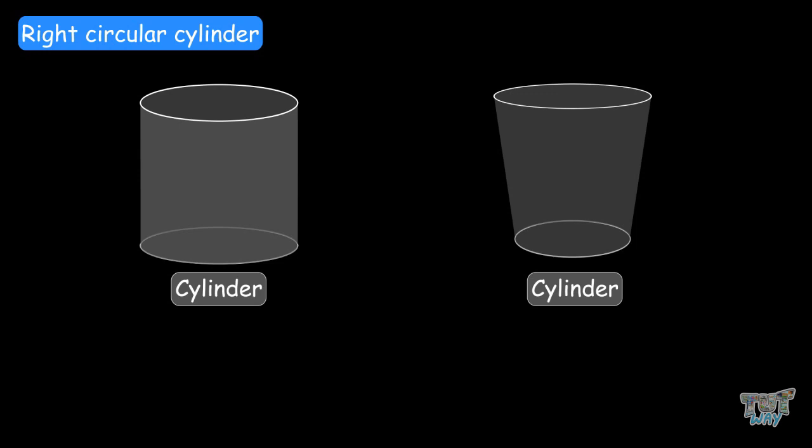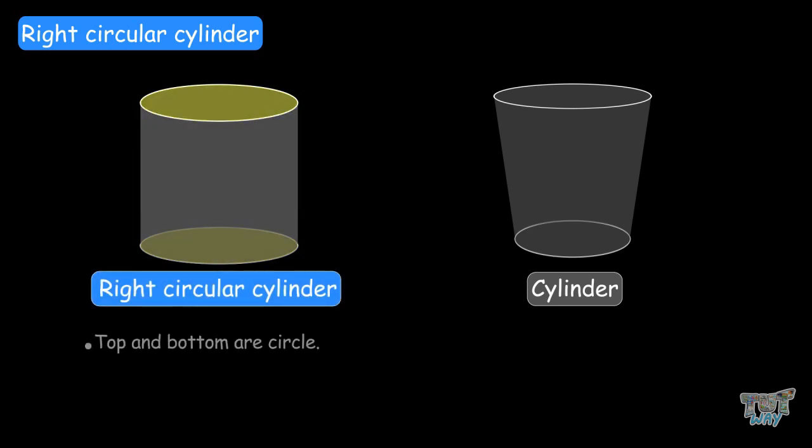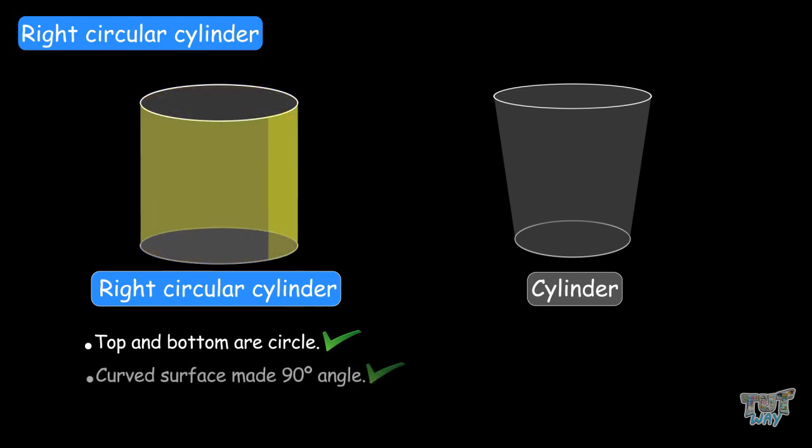One of them is a right circular cylinder, and the other is not. This is a right circular cylinder because the top and bottom are in a circular shape, and the curved surface makes a 90-degree angle with the top and bottom. So this is a right circular cylinder.